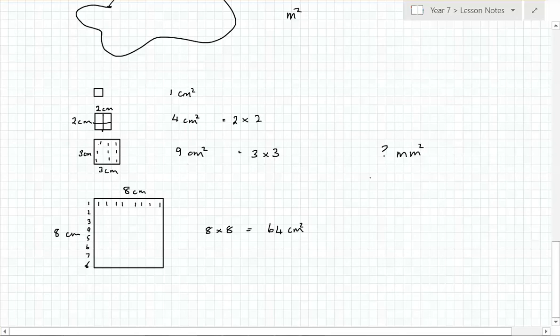Go on, Taylor, you have a go. I think there's probably 10 millimeters in 1 centimeter square. So you do it times 10, so 90 millimeters. You think it's 90? Yeah.